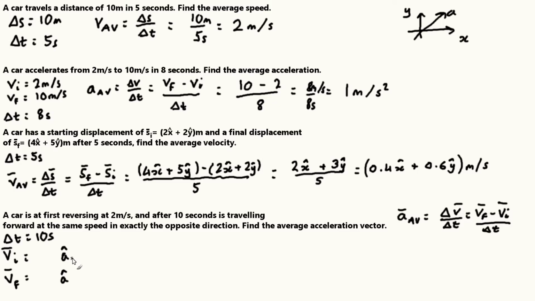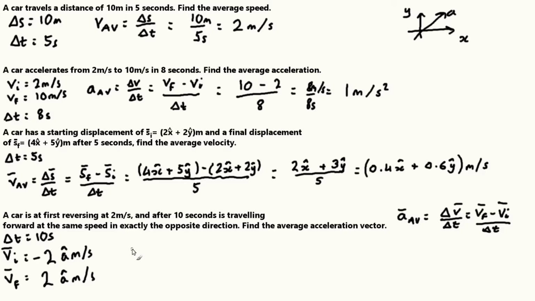The units for velocity will of course be meters per second, so we can write that down too. And then we've been told at first it's reversing at 2 meters per second, and then at the end it's travelling forward at the same speed, which is also 2 meters per second. Our final velocity, our car is travelling forward at 2 meters per second, so therefore we can write 2, and then initially our car is reversing at 2 meters per second, so we can say minus 2, like that.